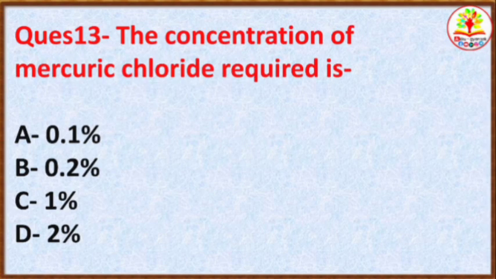Question number 13. The concentration of mercuric chloride required is? A. 0.1%, B. 0.2%, C. 1%, or D. 2%. This is also the kind of question which you will be leaving if you don't know the answer. So you have to learn it. The answer is D, 2%.